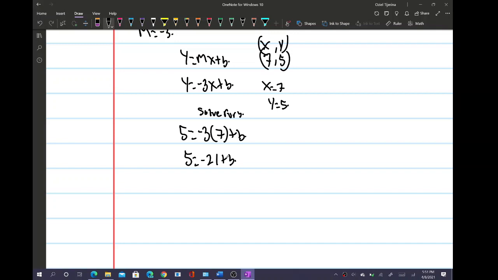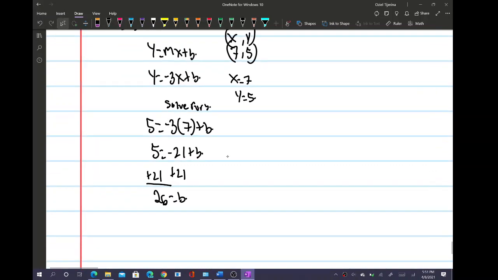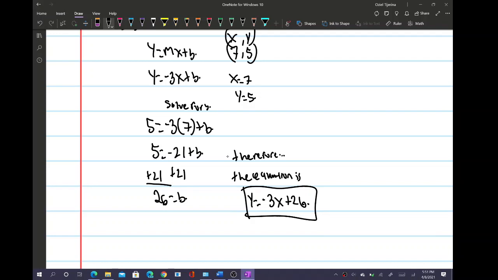So then you add 21 on both sides. You get 26 equals b. So therefore, the equation is y equals negative 3x plus 26. Okay.